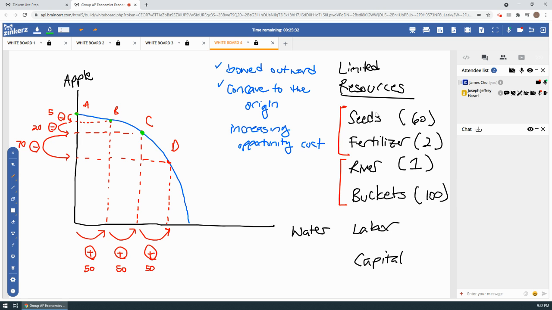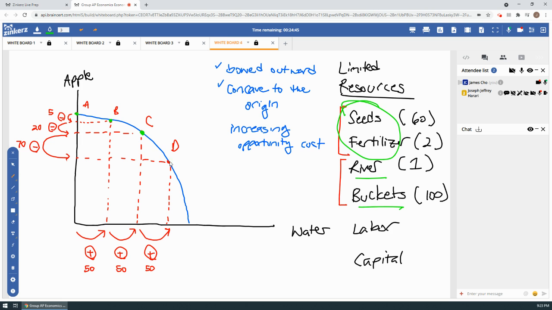So now you have to start using some of the resources that were good for apple production. That's not going to help your water production that much, but it's going to really start to hurt your apple production. Let's say in order to make this bottled water, you used the river, the buckets, and maybe some of the apple seeds. Wait, that makes no sense. Why would you do that? Well, let's say you use these apple seeds to somehow filter the water to make it more pure and clear. I guess that helps your water production a little bit, but it really starts to hurt your apple production.